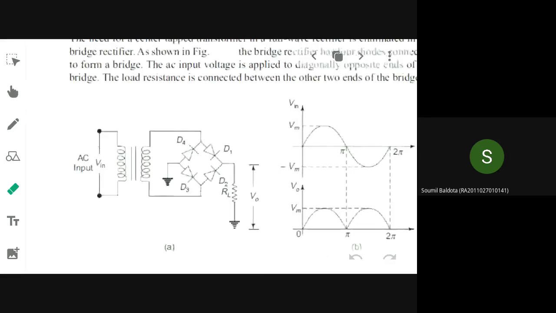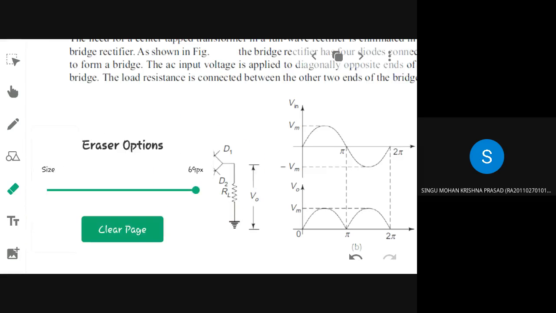So this is your full wave rectifier with no center tapping, with only a two winding transformer. The name is bridge rectifier. So how many diodes do you have in the bridge? A bridge usually has 4 arms. So accordingly you will have how many diodes? 4 diodes. So here, how will the conduction happen?